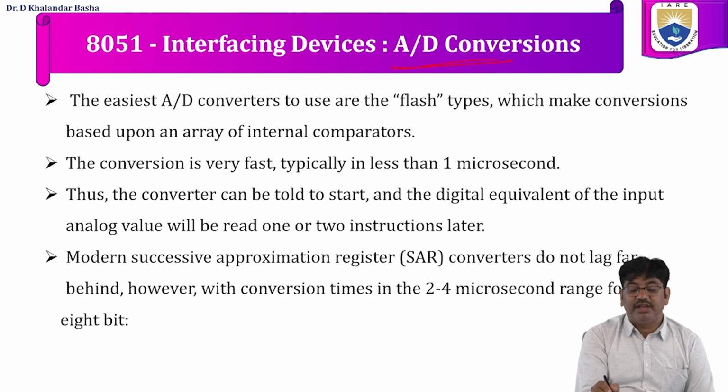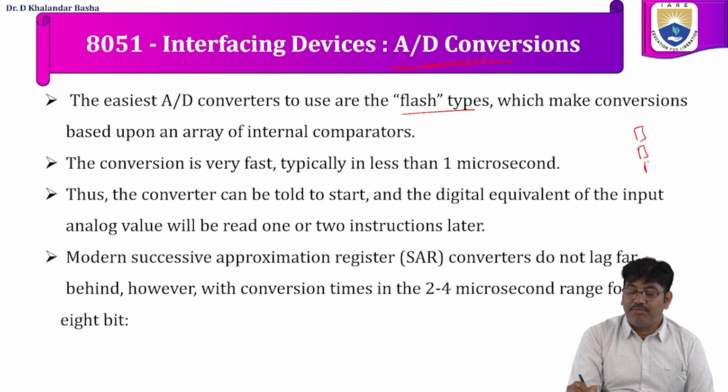Next, we will see A to D conversion. The easiest A to D converters are the flash type ADCs, which make the conversion based upon an array of internal comparators. So in this flash type ADC, we are going to have a number of comparators, which are connected to a priority encoder. Depending upon the comparison, it is going to produce the equivalent digital output.